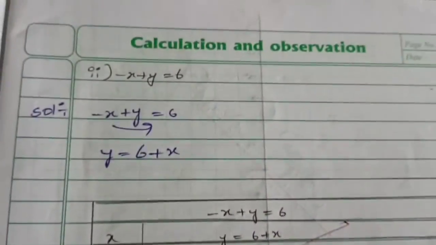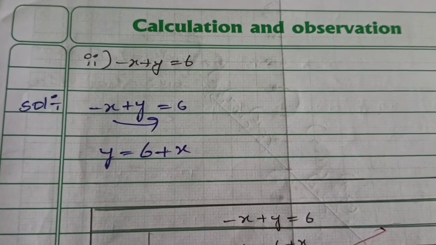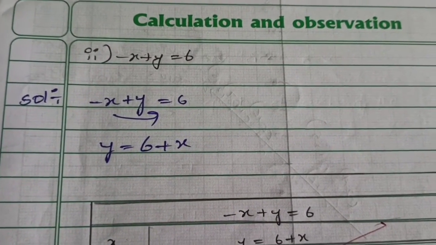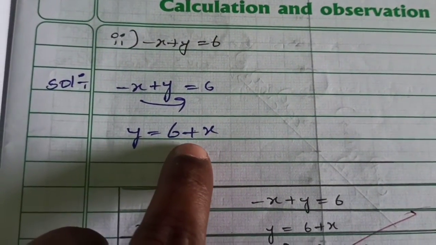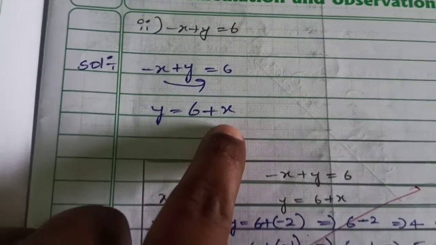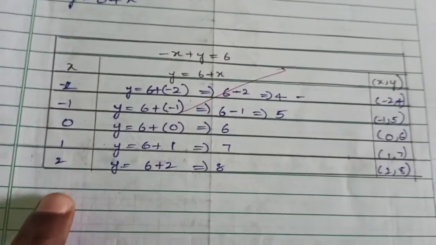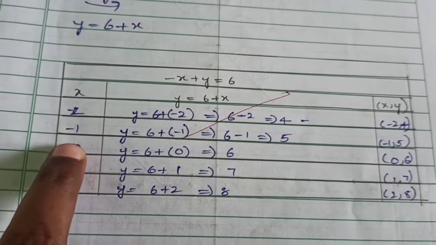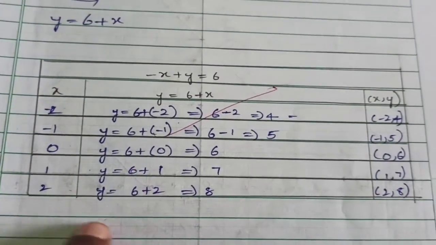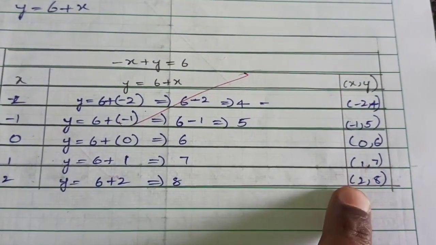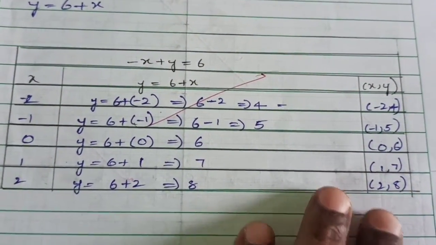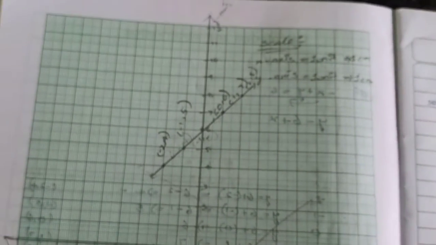Similarly, there is a second question. Minus x plus y equal to 6. Then y equal to, this minus x you transfer this side, that becomes plus x, so y equal to 6 plus x. Simple. Now we substitute minus 2, minus 1, 0, 1, 2. Then we got all these points. If you locate these points on the graph paper, the graph looks like this.